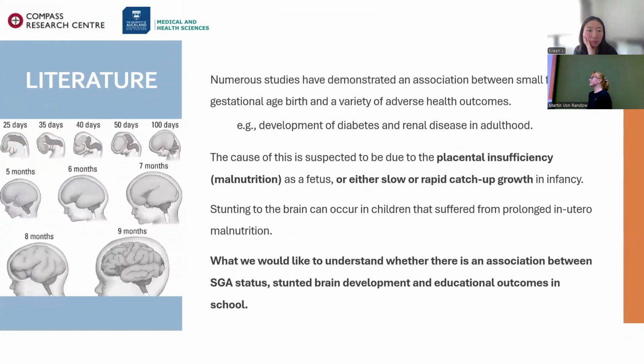So what was I basing my research off of? Well, a number of studies have demonstrated that small for gestational age babies experience a variety of adverse health outcomes. So development of diabetes and renal disease, but cardiovascular disease is another one. And we don't quite know why this is, but we suspect it's due to a combination of placental insufficiency, which is malnutrition in utero, and either slow or rapid catch-up growth. So once the baby's born, do they achieve normal birth weight? Fast, slow, not at all.